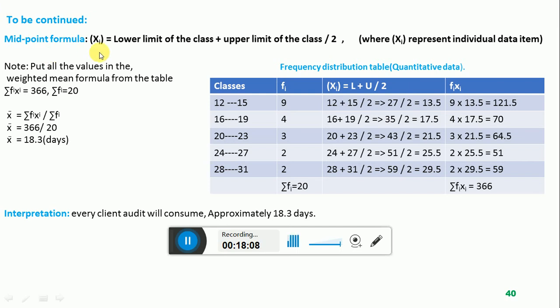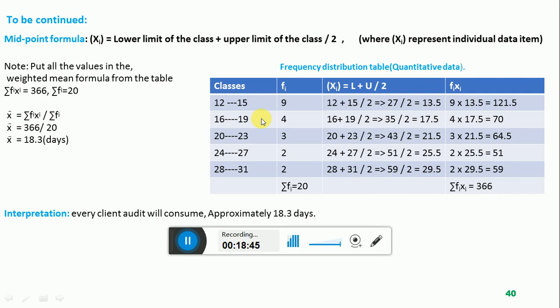We are switching toward this calculation to develop the data items, to weight each data item and to compute the weighted mean. So the midpoint formula: Xi is equal to the lower limit of the class plus the upper limit of the class, whole divided by 2, where Xi represents the individual data item of the individual class. This is the frequency distribution table that we will complete. Now let me tell you how the statistician can develop data items and how the statistician will weight each data item.